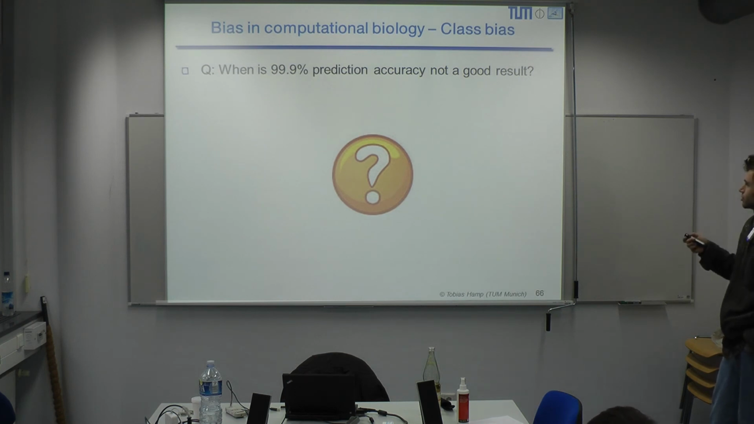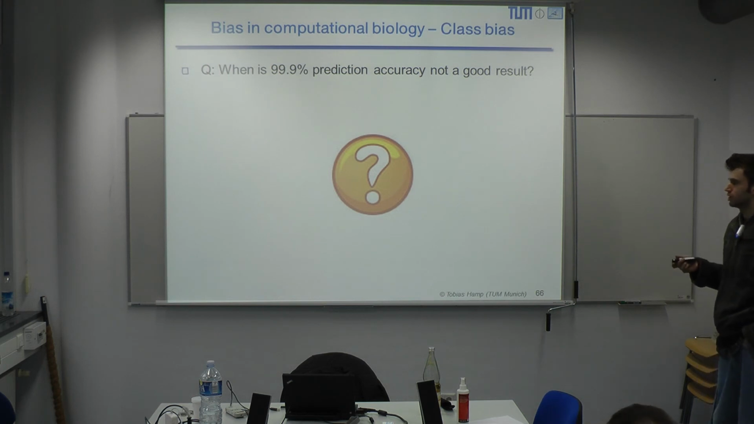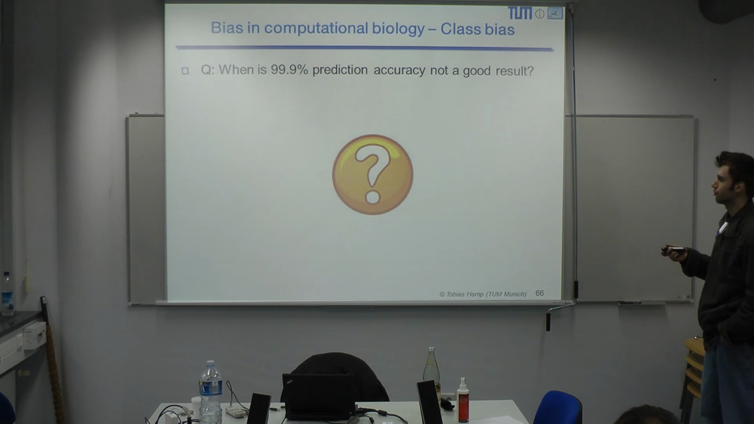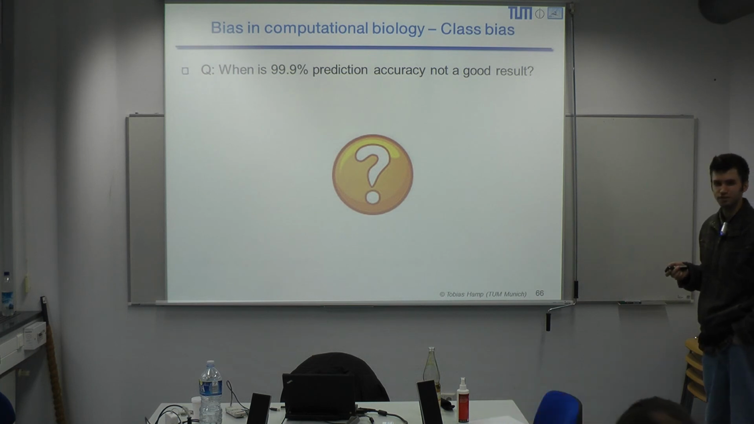Another bias, I call it class bias. So another question: assume you have some sort of evaluation where you get 99% of all the queries right. When would this not actually be a good result that could be published?